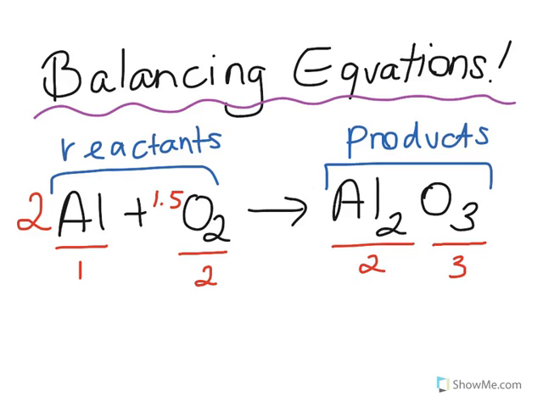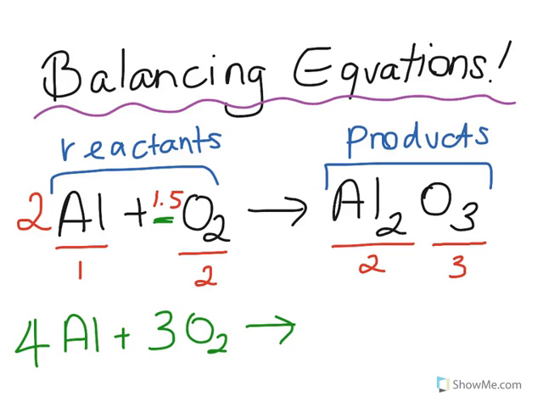So if we're going to times the entire equation by 2, and I'll just change pens, let's go green. I'm going to have 4 aluminiums plus 1.5 times 2 is 3 O2. Now don't forget, I'm going to times the product, aluminium oxide, by 2 as well.